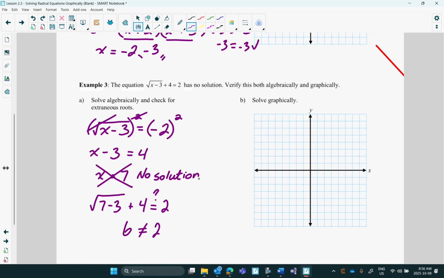So if I asked you to solve it by graphing, where would you expect them to intersect? Nowhere. They shouldn't, because there is no solution. And we'll see that works. So I'm going to graph y equals the square root of x minus 3, plus 4. I'm going to graph the right side, y equals 2.